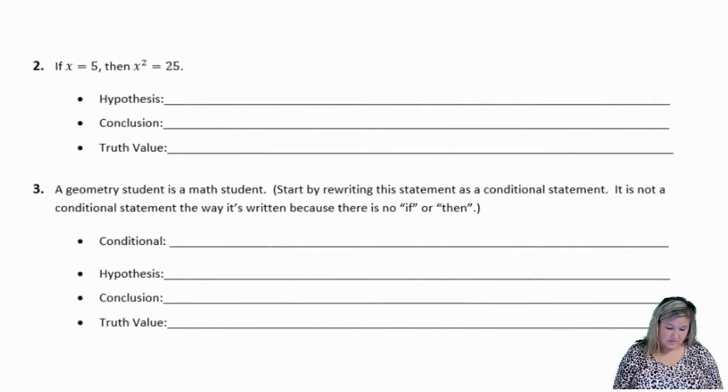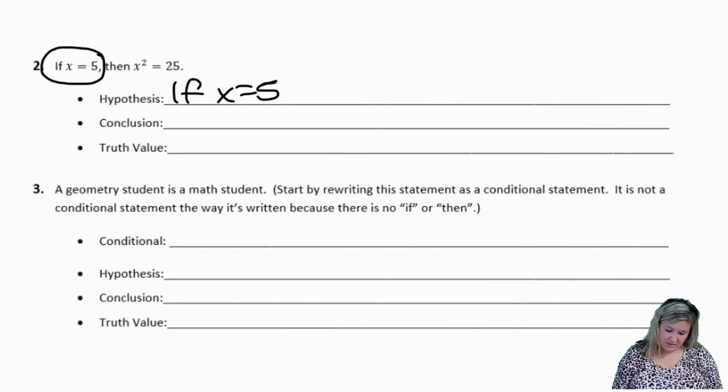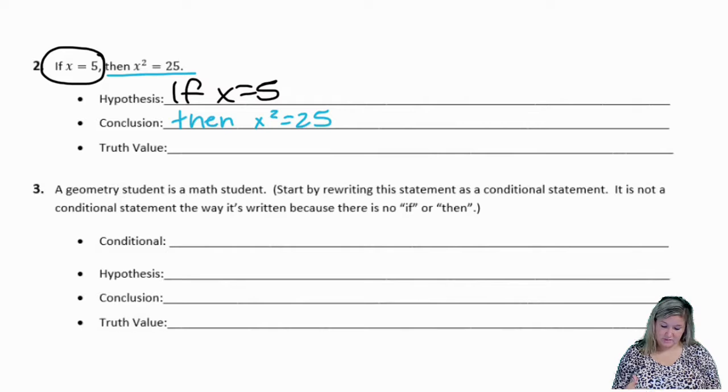All right, we're going to do the same thing to these two. So I'm going to circle the hypothesis. If x is equal to 5, then x squared equals 25. And that is true, because if I square 5, I get 25.